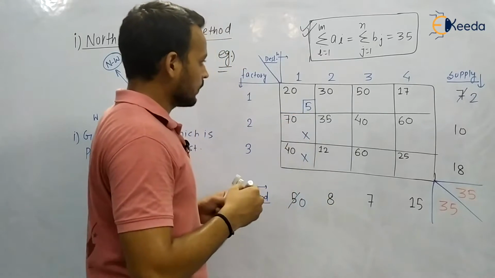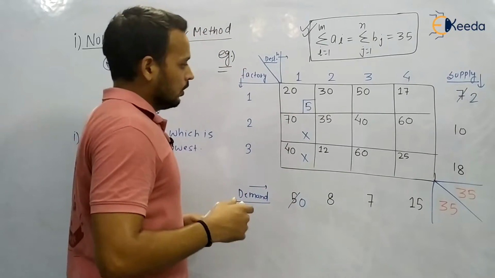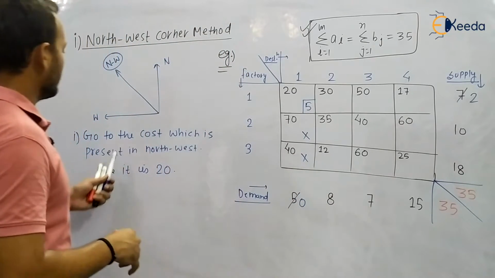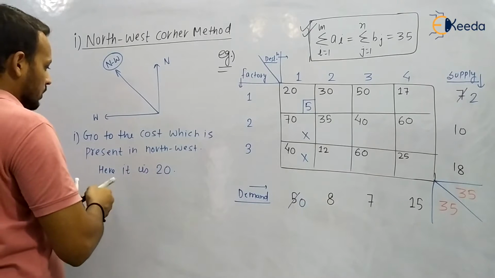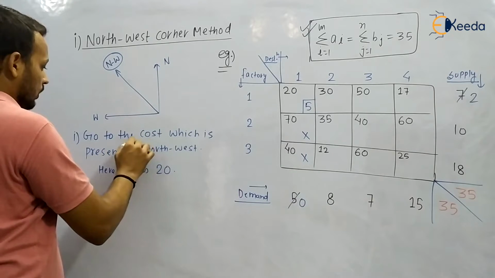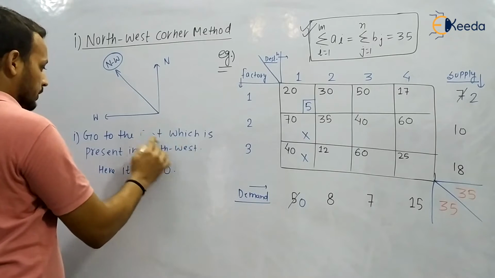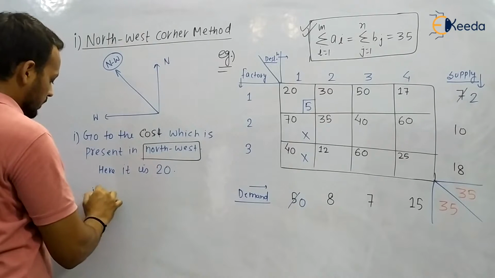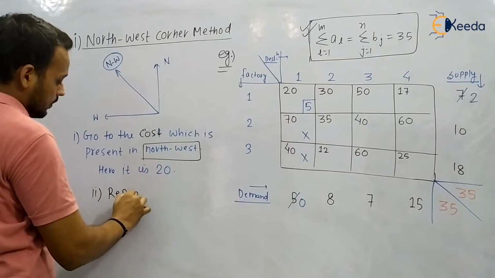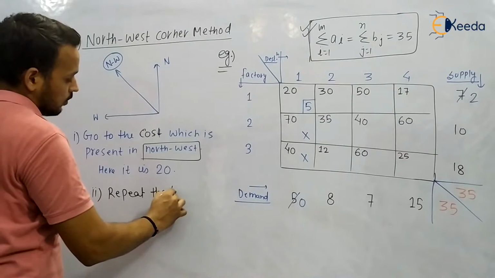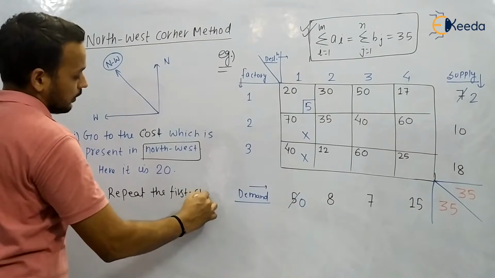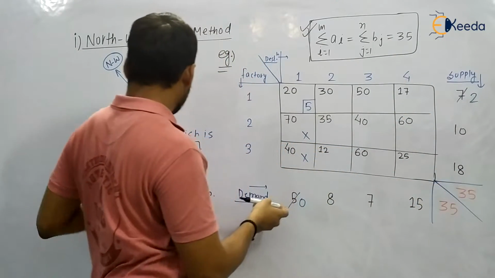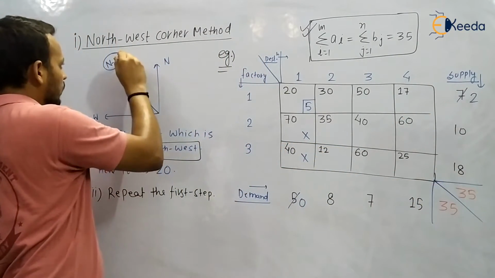Now the second step is to repeat the first step. Again we have to go to the cost which is present in the northwest. Very simple, repeat the first step. So again we move in the northwest, look west, north, and look for the northwest.